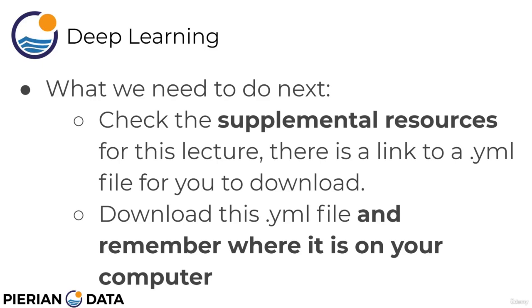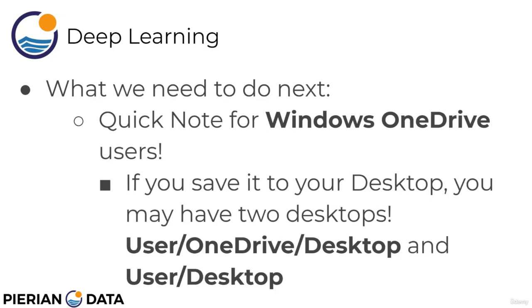Within that supplemental resource, there's a link to a Google Drive doc, which is just a .yml file for you to download. Download this .yml file, and this is critical, remember where it is on your computer. As a really quick note for Windows users who use OneDrive, I get a lot of questions from students saying they thought they saved it on their desktop, but then they're having trouble finding it. If you're on Windows and you use OneDrive, you actually have two desktop folders.